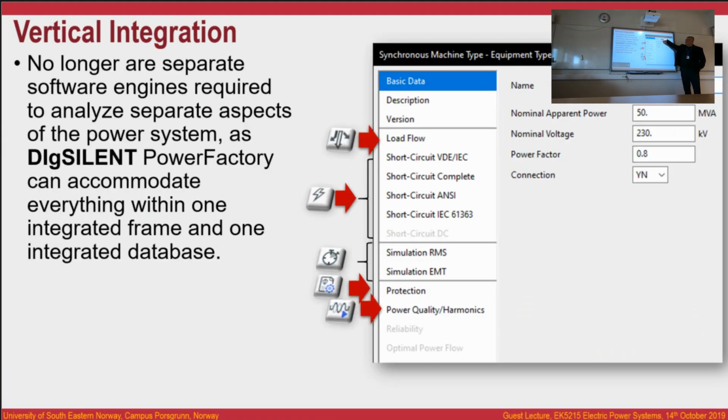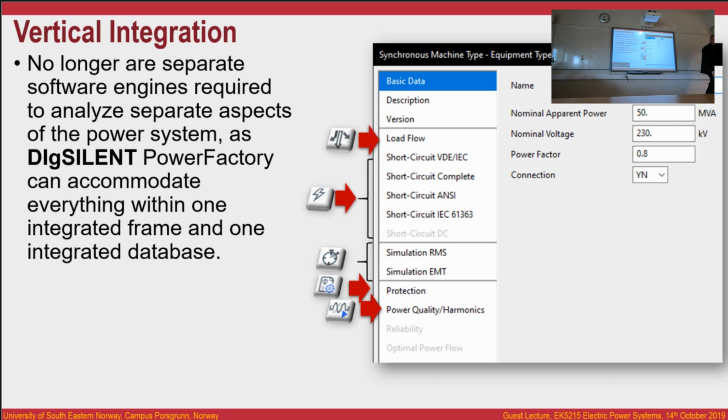Vertical integration. What does vertical integration mean? I said before that the database includes a lot of data that can be used for different study analyses, power system analyses. Here, this is the type. Are you with me? This is the red color, the type. In this synchronous machine, we have different types of data for different types of studies.